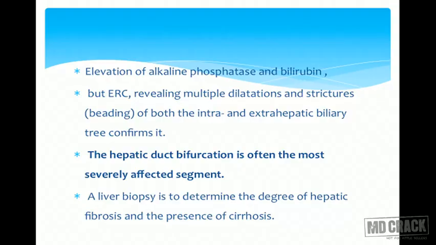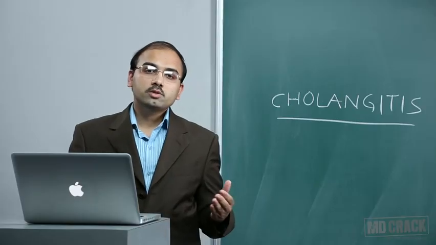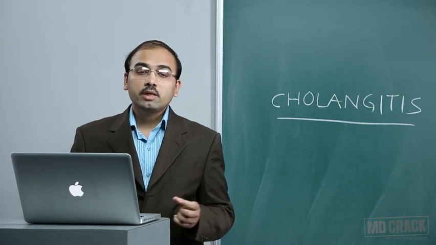A liver biopsy is done to determine the degree of hepatic fibrosis and presence of cirrhosis. There is no known effective medical therapy for primary sclerosing cholangitis and no known curative treatment. Corticosteroids, immunosuppressants, ursodeoxycholic acid and antibiotics have been disappointing. So friends, there is no definitive treatment for primary sclerosing cholangitis. Biliary strictures can be dilated or they can be stented either endoscopically or percutaneously. So whenever patients present to you with biliary strictures, they can be dilated.